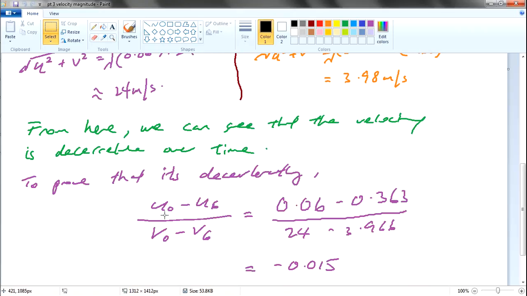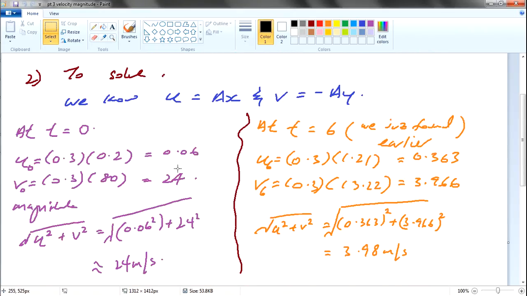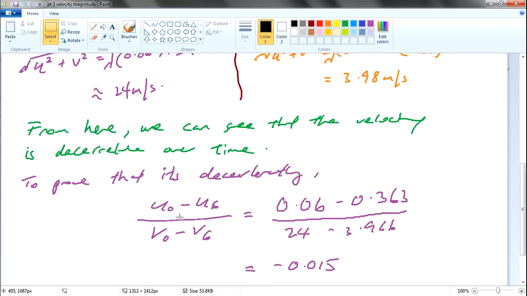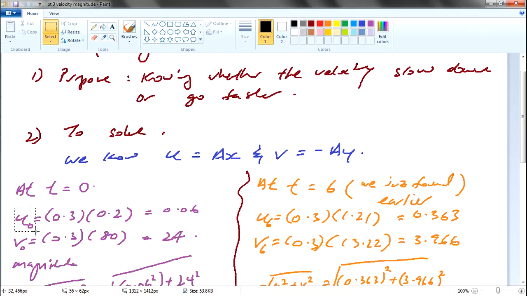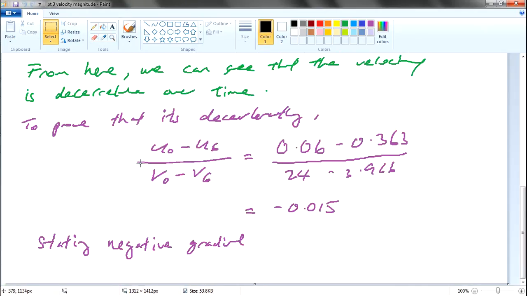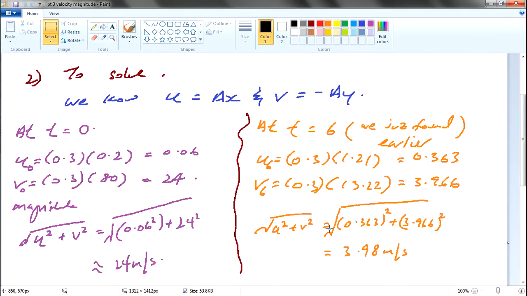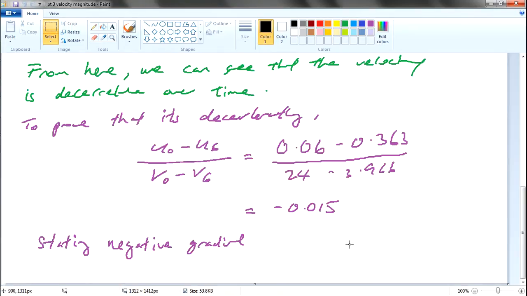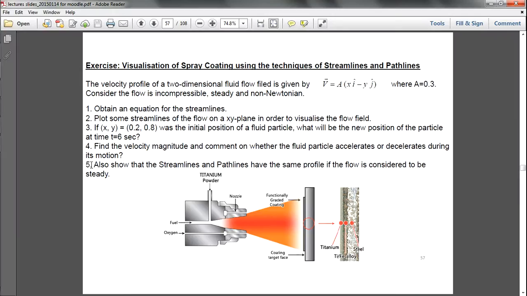Okay, so we will take u0 minus u6, and then divide by v0 minus v6, because you know u is the velocity in the x direction, while v is the velocity in the y direction. So you can just do a simple calculation, and then you can see that it's minus 0.015. A minus gradient means that it's actually decelerating, and you can state that it's a negative gradient and we are decelerating. Okay, so that answers the fifth question.